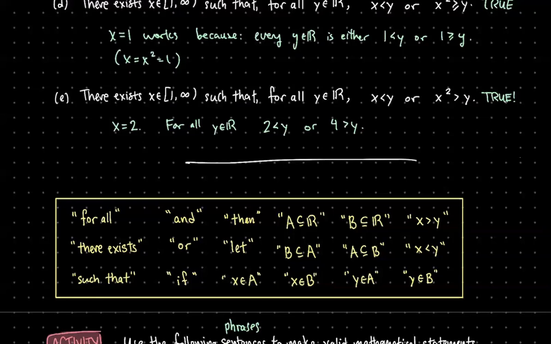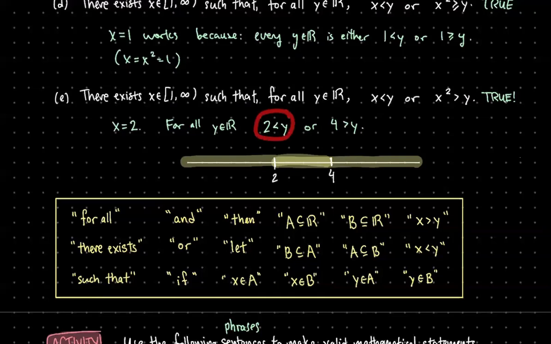If I draw a number line, and 2 is here and 4 is here, then I'm saying every real number is either greater than 2 or less than 4. And that's absolutely true. 4, for example, is greater than 2. And 2, for example, is less than 4. Any real number has one of these two properties. So this is actually true with x equals 2. Okay? Sorry it took me a while to figure that out. I should have prepared it better, but I hope that makes sense.